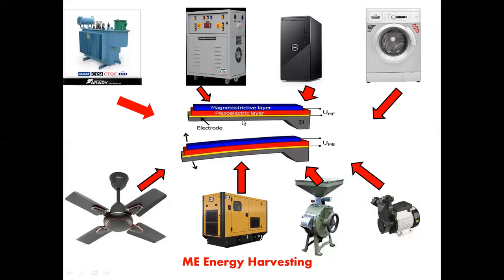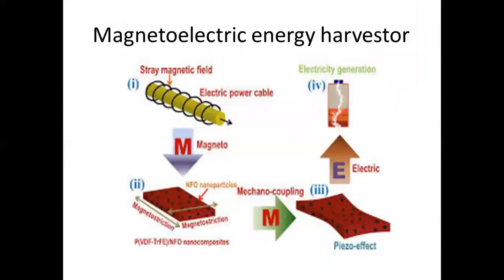So if you keep these devices near these appliances, they start working and produce some voltage. It will develop some voltage here. That voltage can be used to charge batteries and all those things. So this is the concept of magnetoelectric energy harvesting.